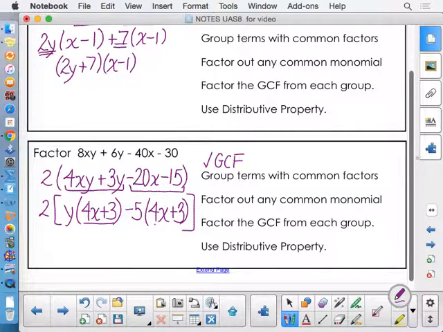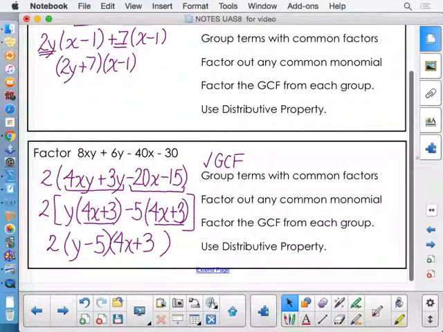So now I have 2 groups that have the same expression in them. So I will have 2 sets of, and my binomial factors come out now. The 4x plus 3 is a factor that has 2 distributors. Y needs to multiply by it, as you would with FOIL, and a minus 5, and I'm factored. So factoring by grouping is great when you have 4 terms.